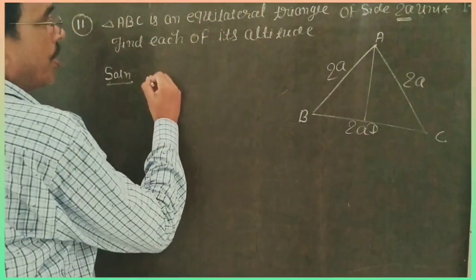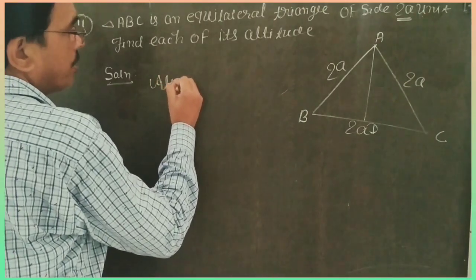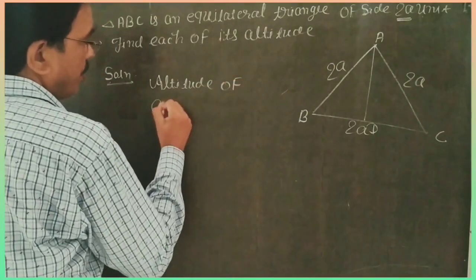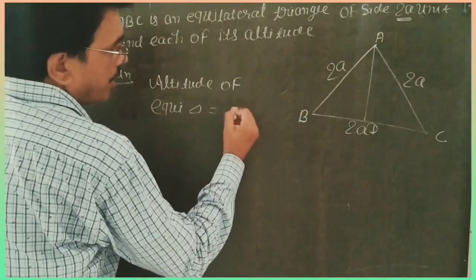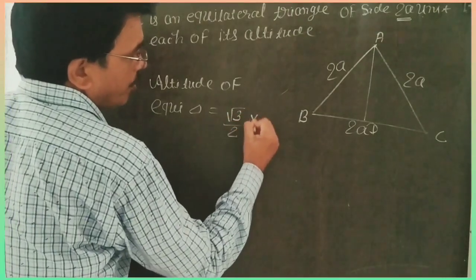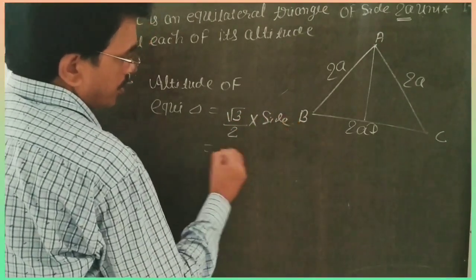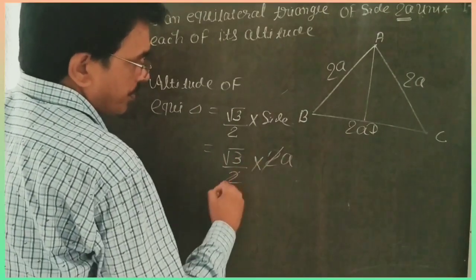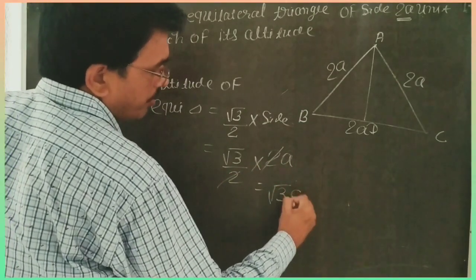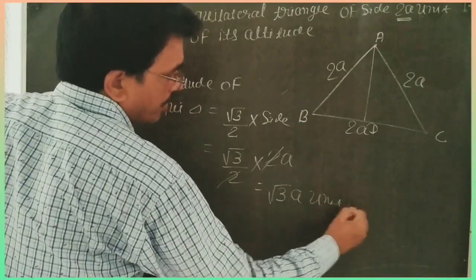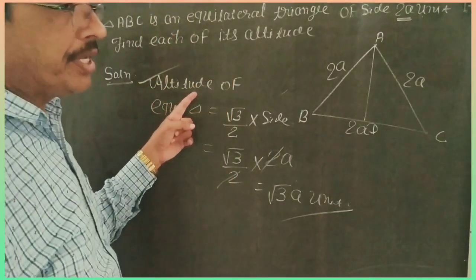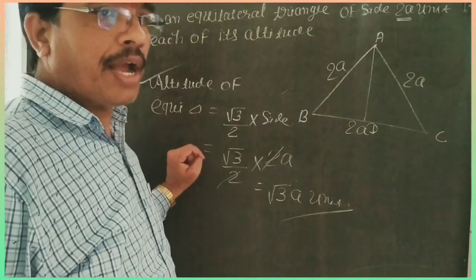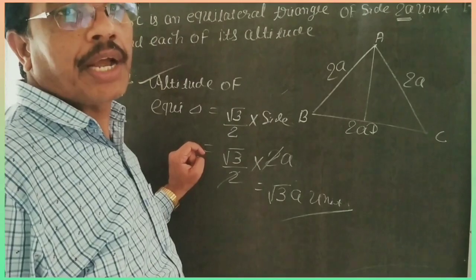So the altitude of an equilateral triangle is equal to root 3 by 2 into side. Therefore root 3 by 2 into 2a. Then it is equal to root 3a unit. The other name of altitude is height. And the height of an equilateral triangle was already proved in the examples. The height of an equilateral triangle is root 3 by 2 into side.